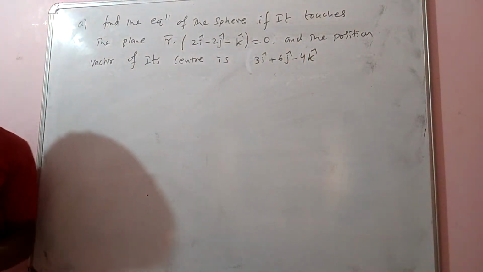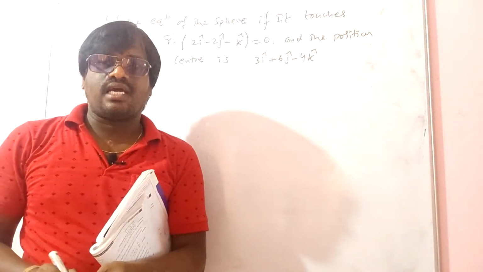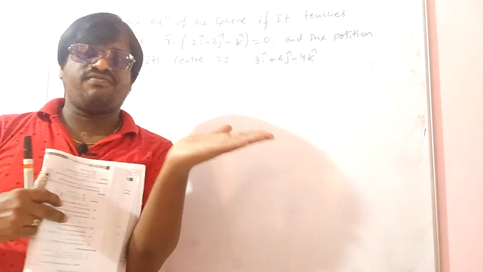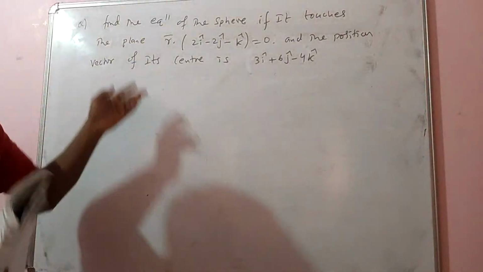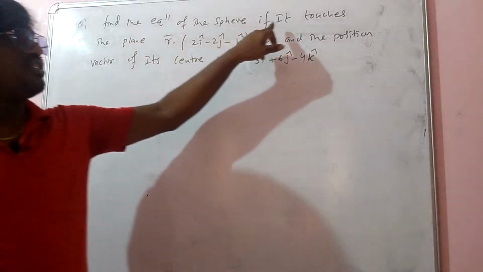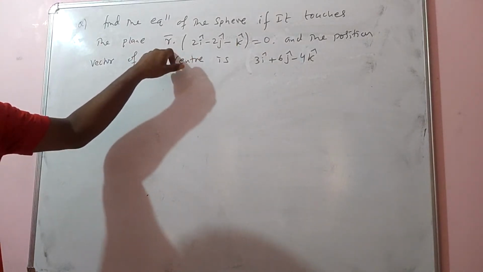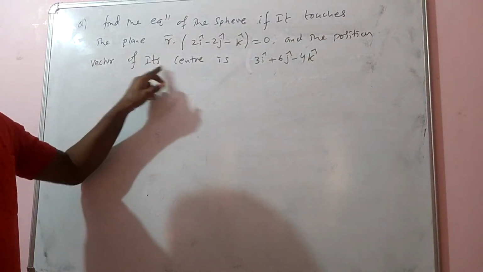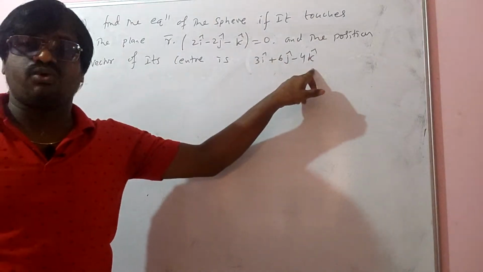Can you do this one? I already explained you the touching condition, like a sphere touching a table. A ball is touching the table, so that is what we call this condition, correct? Find the equation of the sphere if it touches the plane. This is the plane equation they have given in vector form, and the position vector of its center is given, that is 3i cap minus 4k cap.